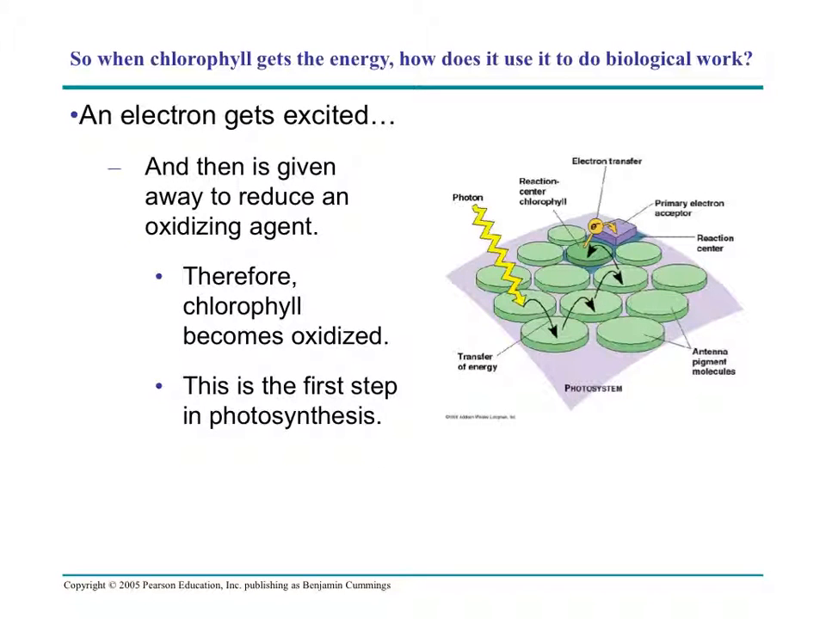So here's another representation of the excited electron bouncing around our little pigment molecules until the electron is then transferred to an electron acceptor. So chlorophyll, as this electron is bouncing around, is losing an electron, which means chlorophyll has become oxidized because it has lost an electron.